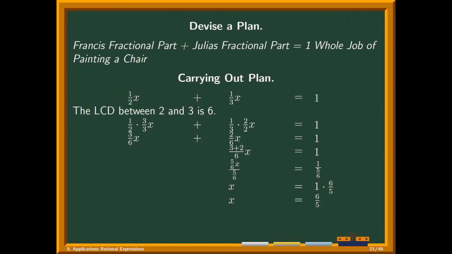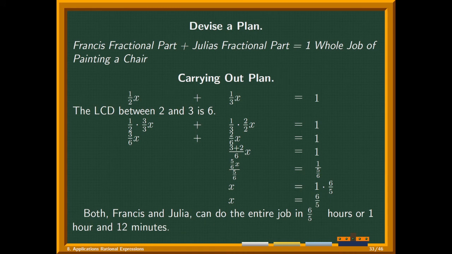Okay. So, dali raman na ito makita, no? Now, the answer will be, both Francis and Julia can do the entire job in 6 over 5 hours, which is 1 hour and 12 minutes. Okay, 6 divided by 5 is 1, and 1 is 60 minutes, no?